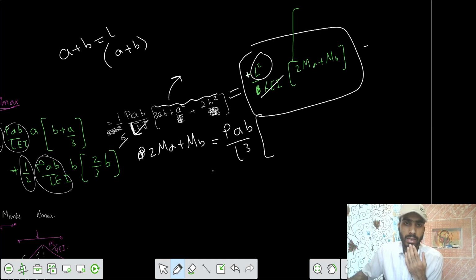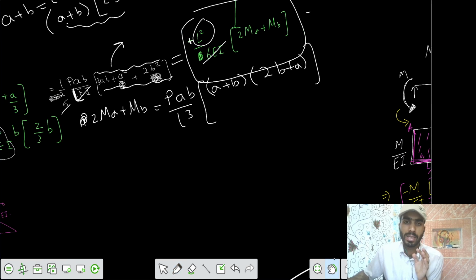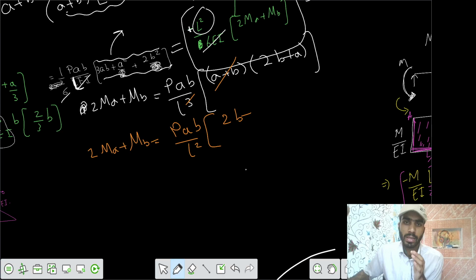This term we have to write in terms of a plus b. We write then 2b plus a. Then it becomes equal to these three terms. So we can write a plus b into 2b plus a. The thing is that you have to just remember the result at the end. That's your goal. So we can write 2Ma plus Mb equals to Pab by L square. One of the L gets cancelled, so we write 2b plus a.